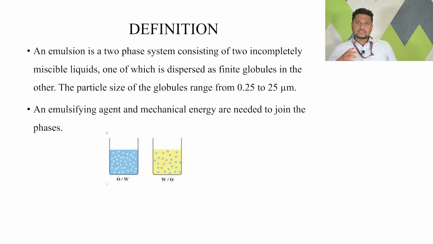Firstly, we discuss the two types of phases. First is the dispersed phase. Second is the continuous phase. The dispersed phase is in globule form, and the continuous phase is the maximum phase available in this beaker.